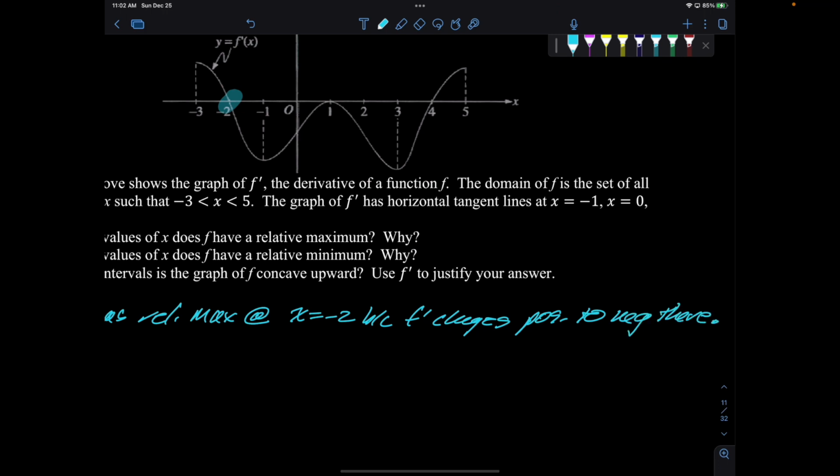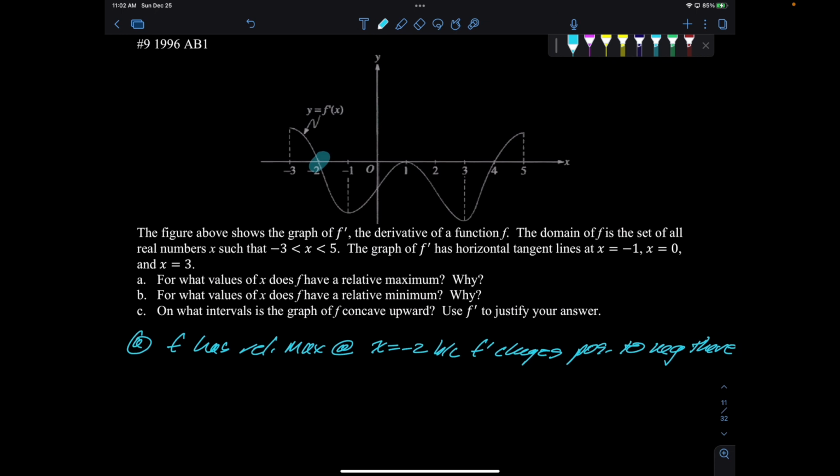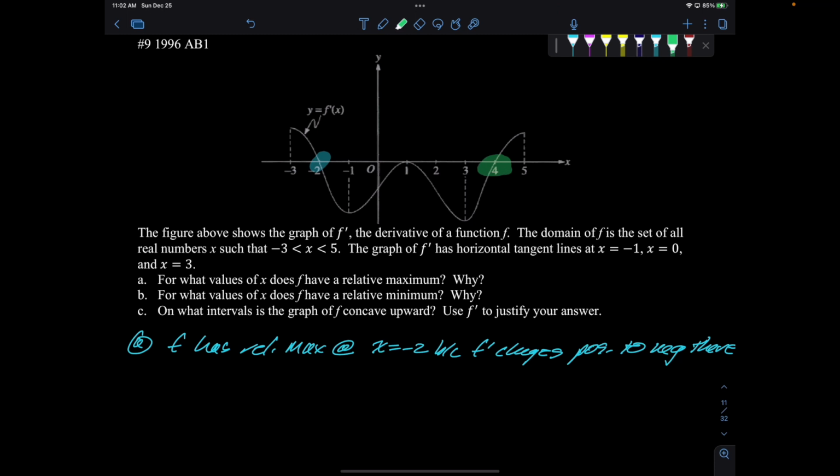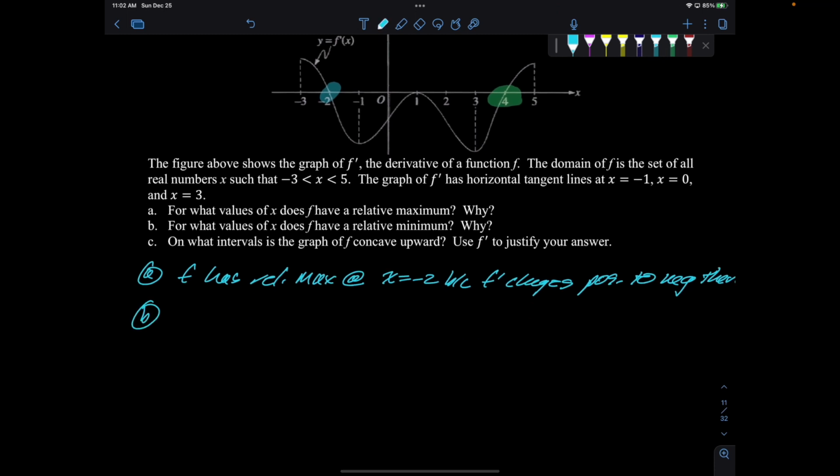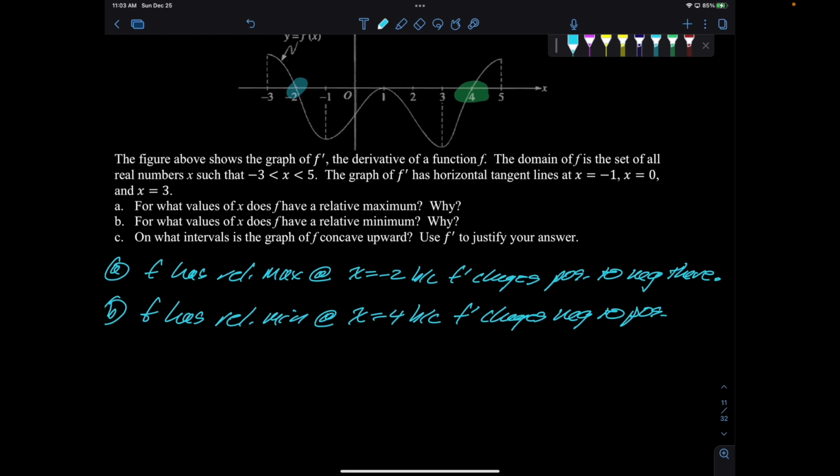So relative max at x equals -2 because f prime changes from positive to negative. There you go. Okay. For what values relative minimum? Okay, I guess we're hitting all of them. That would be where f prime goes from negative to positive. So here, so we will say f has a relative minimum at x equals 4 because f prime changes from negative to positive. There.